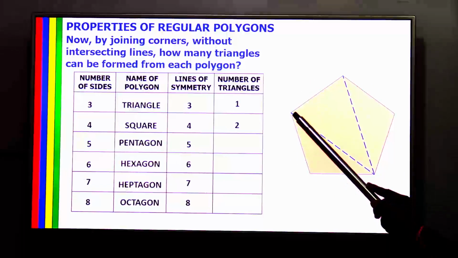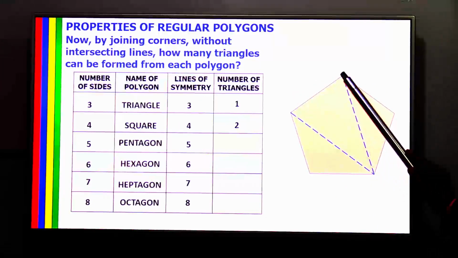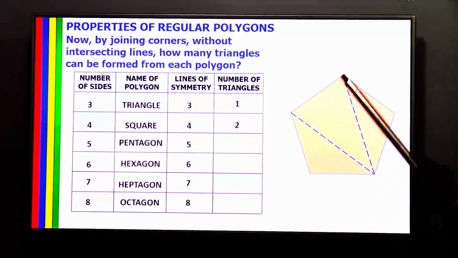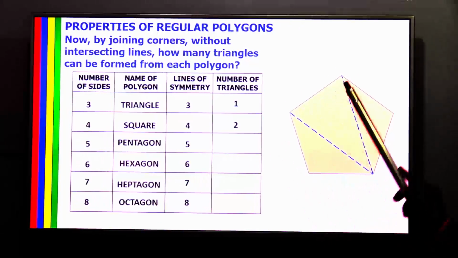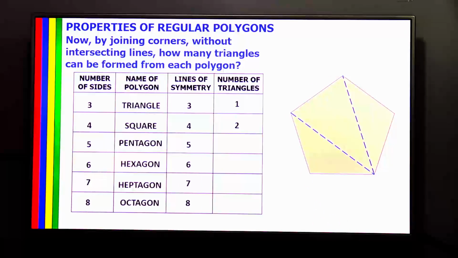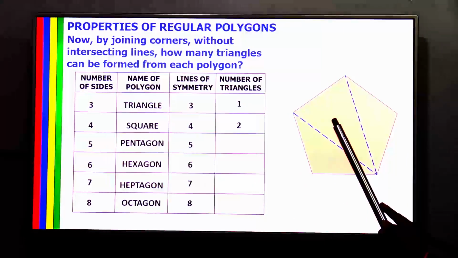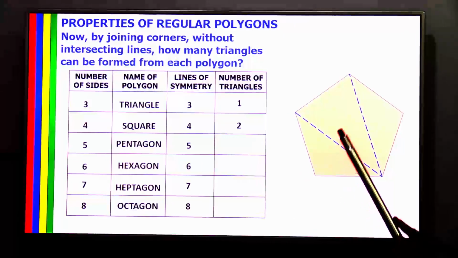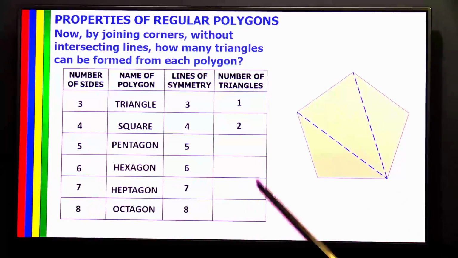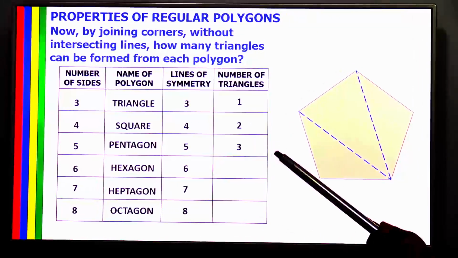Okay, so thank you. 1 here and 1 here. I can't join this one, and neither can I join this one because I will be crossing lines. So I'll just join 1, 2. So how many triangles do we have? 1, 2, 3. Let's go. 1, 2, 3. Oh, that's it. So I put 3 here, but a pattern is emerging already.